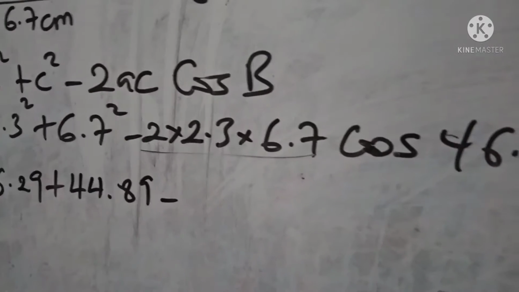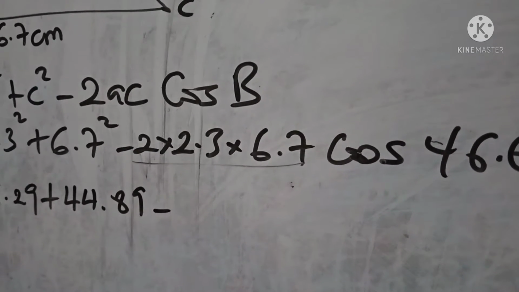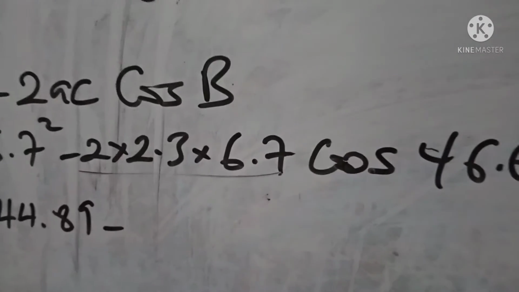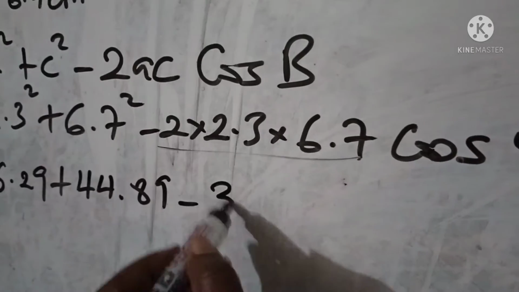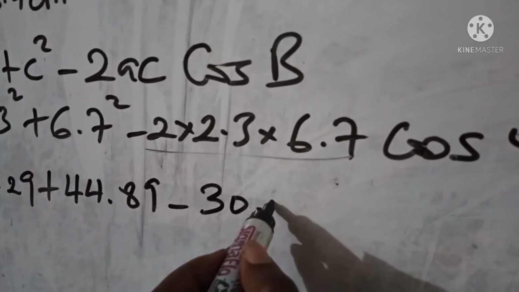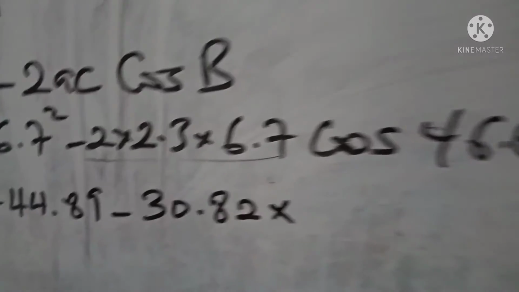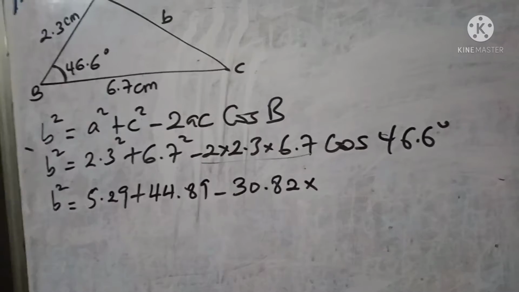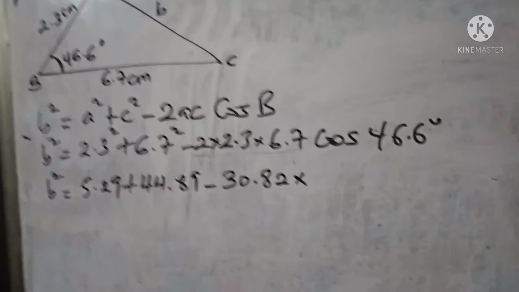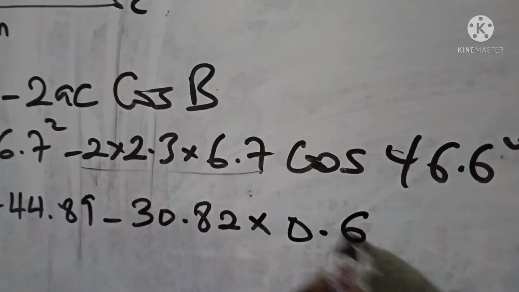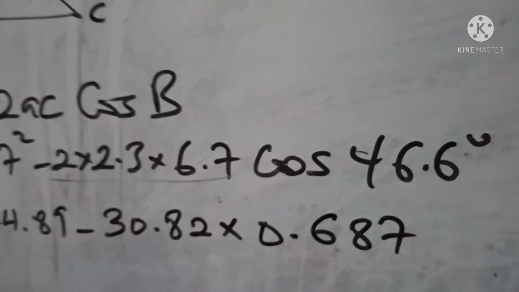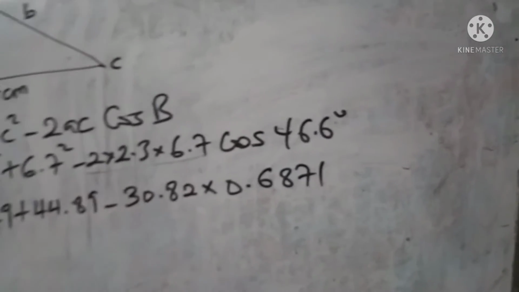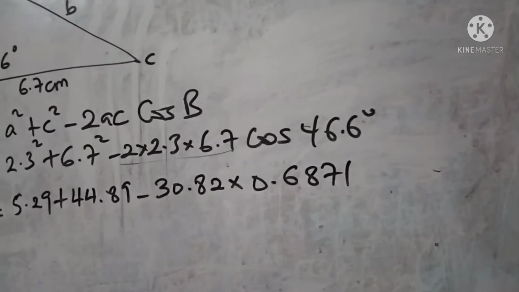You are going to multiply 2 times 2.3 times 6.7. So what do we have? 30.82. Then times cos 46.6. Cos 46.6 is approximately 0.6871.